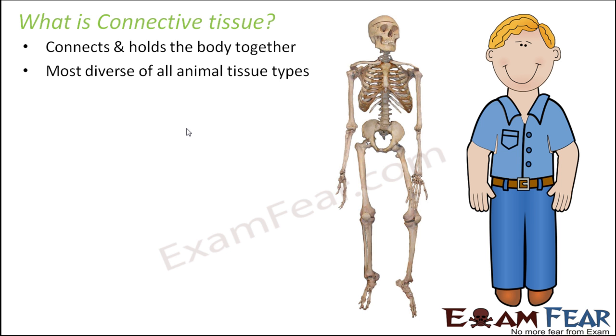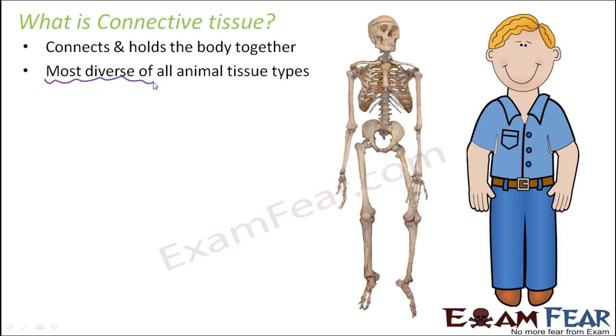This is the most diverse of all animal tissue types. The 4 types of tissue which I told you are the epithelial tissue, which we already discussed, connective tissue, muscular tissue and nervous tissue. Out of these 4 types of tissue, the most diverse is the connective tissue. What do I mean by diverse? Diverse is diversity. What do you mean by diversity? Variety. So why am I saying that connective tissue has a lot of variety or a lot of diversity?